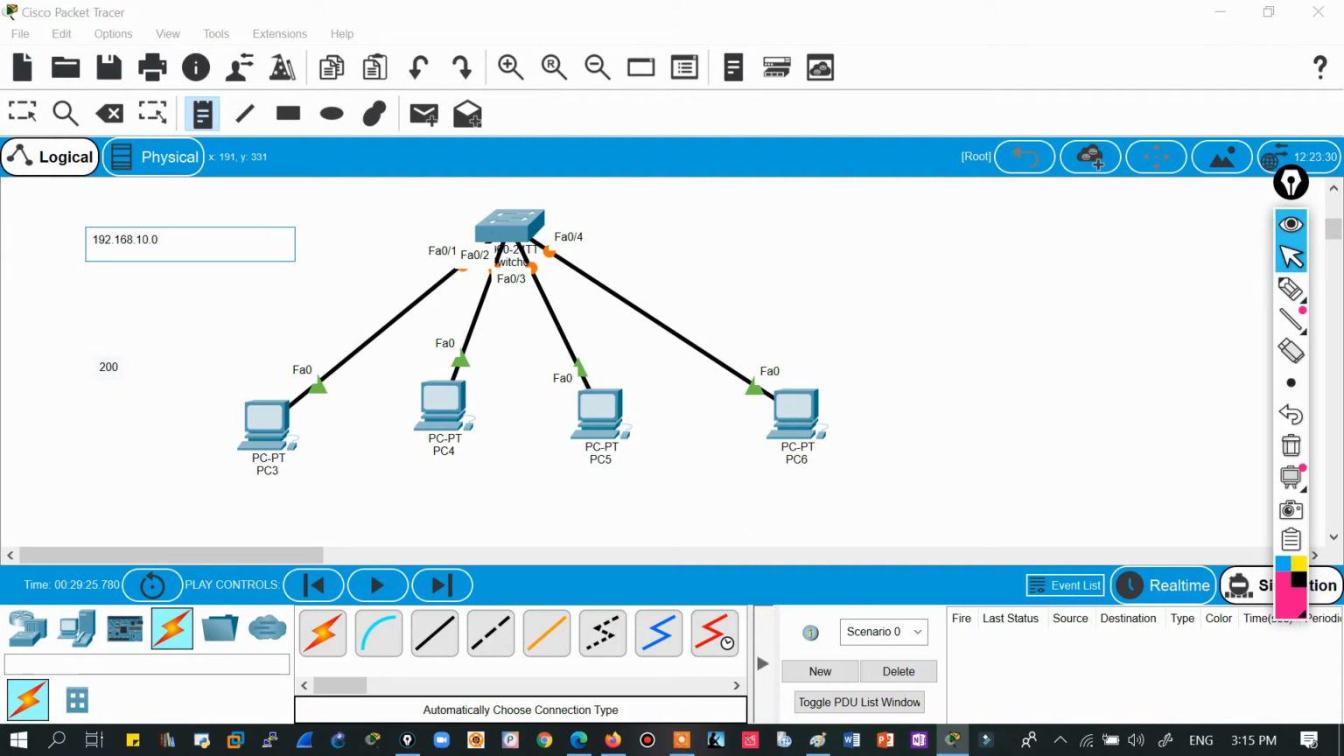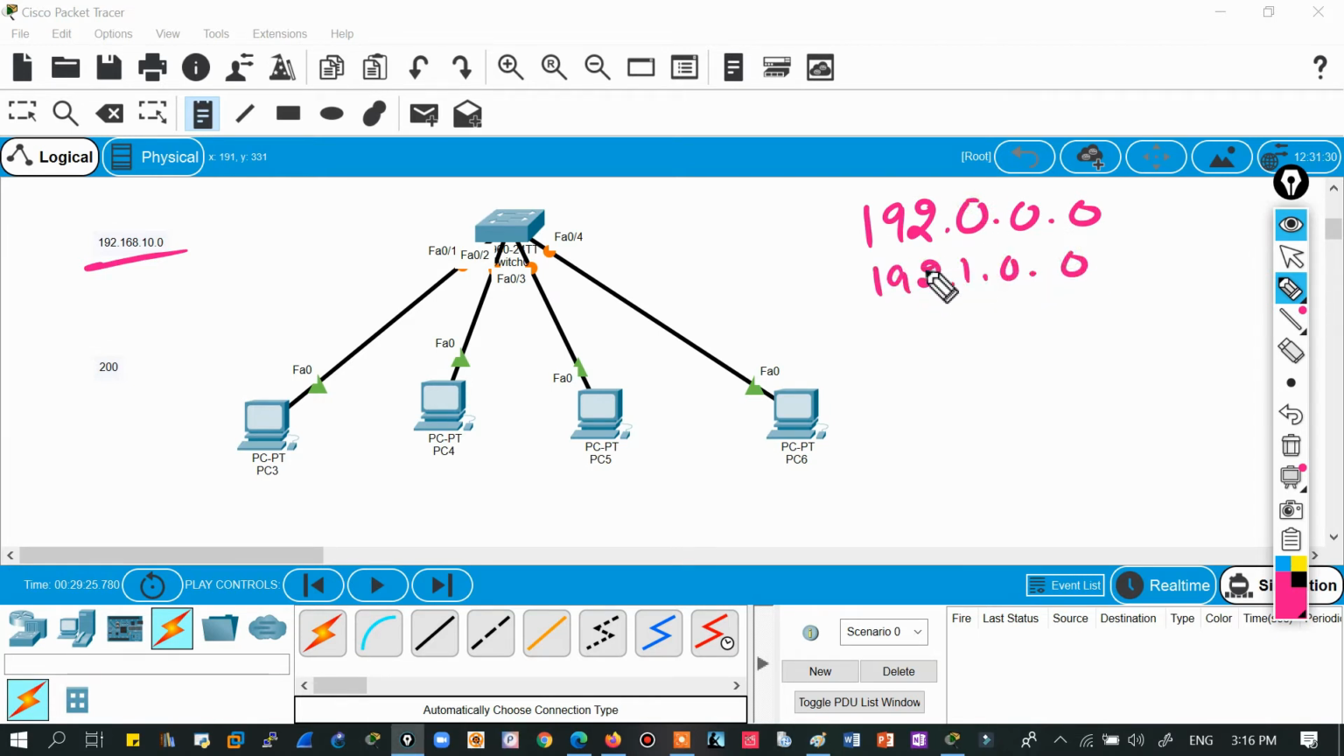So let me take this pen once again. How to identify that this is a class C address? First of all, class C means 192.0.0.0. This is a class C address. 192.1.0.0, this is a class C network. It means this is the network part. In class C there are 3 network parts and there is 1 host part. It means this is the network ID, and this is 192.